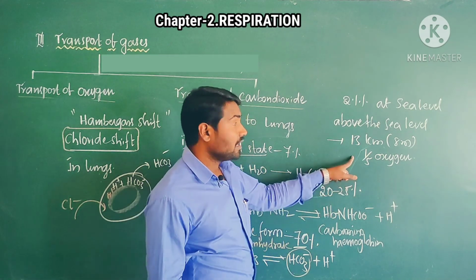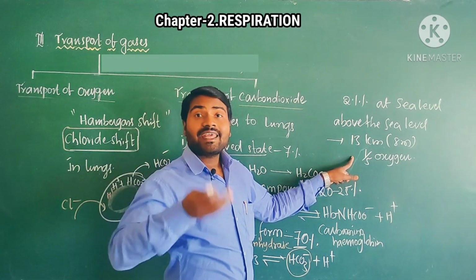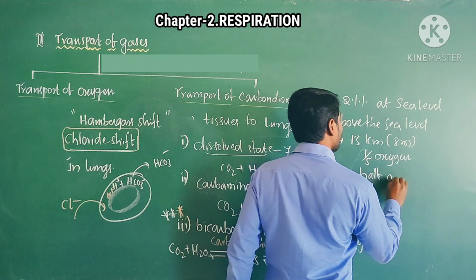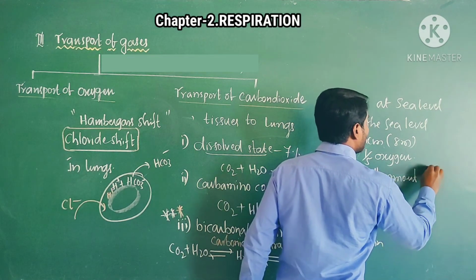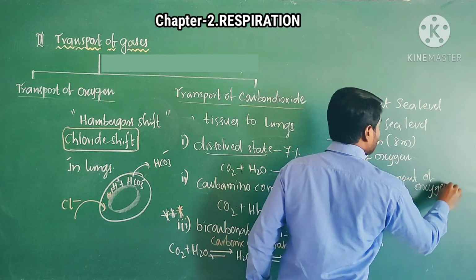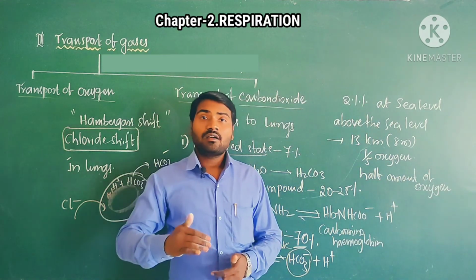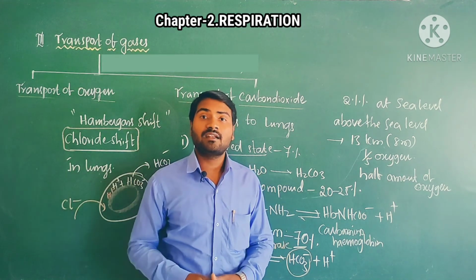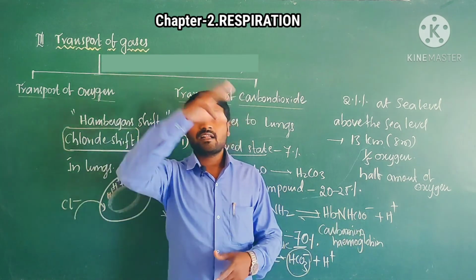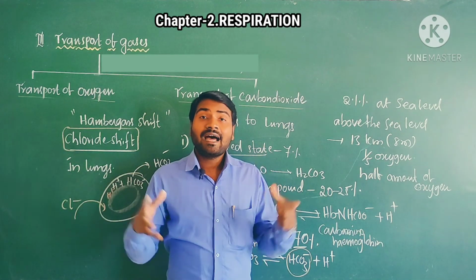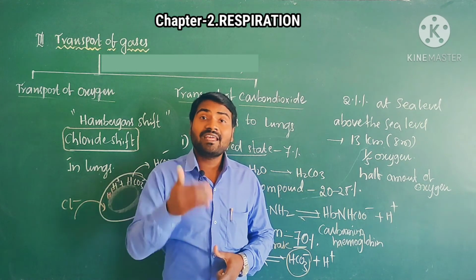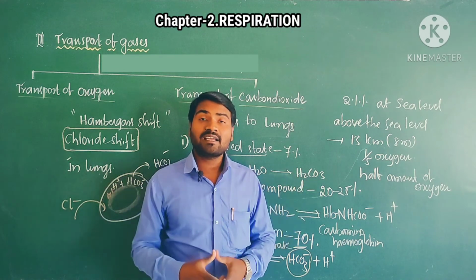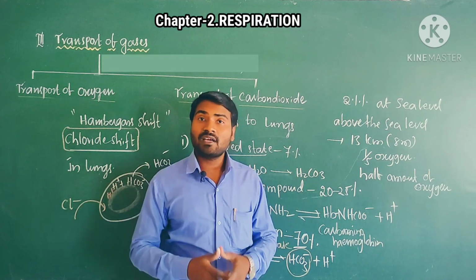At that level, we take only half of the oxygen. How much? Half the amount of oxygen. So above the sea level, nearly about 13 kilometers, we receive only half of the oxygen. But what about aircraft or aeroplanes? They maintain high pressurized cabins and a very rich supply of oxygen, so they can survive.